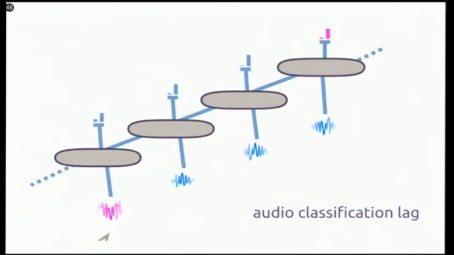And then, so here, audio classification lag. So now, if you ask the recurrent neural network to say what language is being spoken at the very instant that it hears it, it's got no time to think about its context. So you actually have a fraction of a second, maybe half a second of lag, so that it has a chance to consider what it's heard and take into account what followed it.